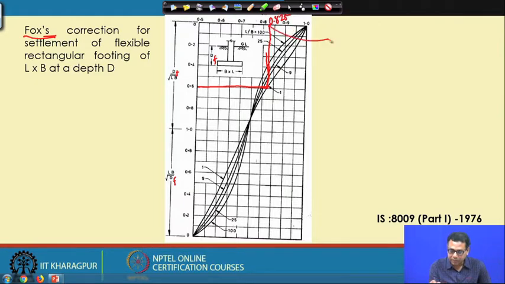So, corresponding to dF, if this value is 0.6 and L by B is equal to 1, or the square footing, then we will get this correction factor as 0.825. So, this is the depth correction factor.